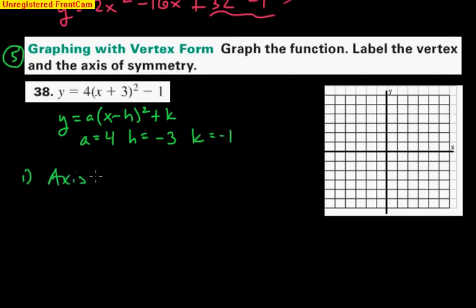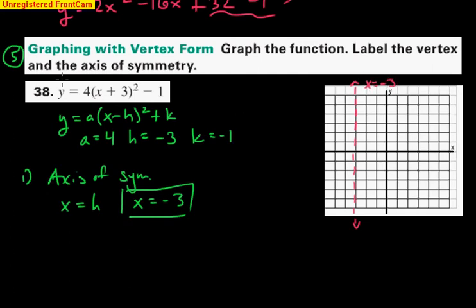So first step, axis of symmetry. And that is x equals h. So what is that? X equals negative 3. There you go. Graph it. Go to the left 3 and put a vertical line through that. Okay. Now we need to find the vertex. Part 2. Well, the vertex is just h, k. So what is our vertex here? Our vertex is negative 3, negative 1. And now we graph that. Negative 3, negative 1.